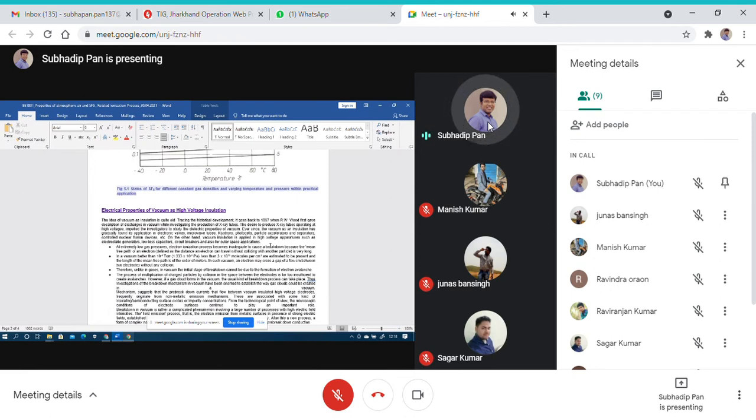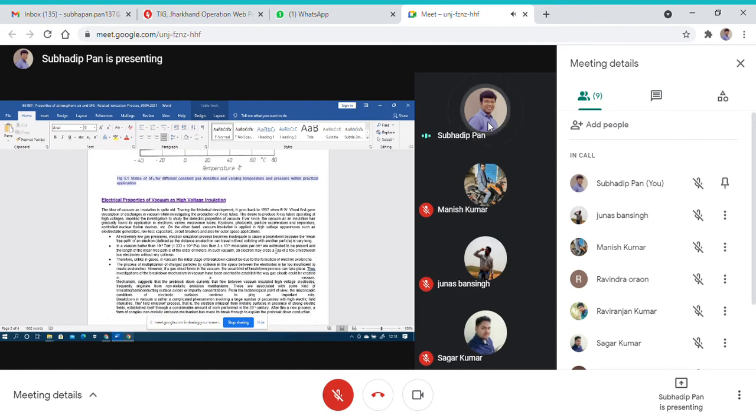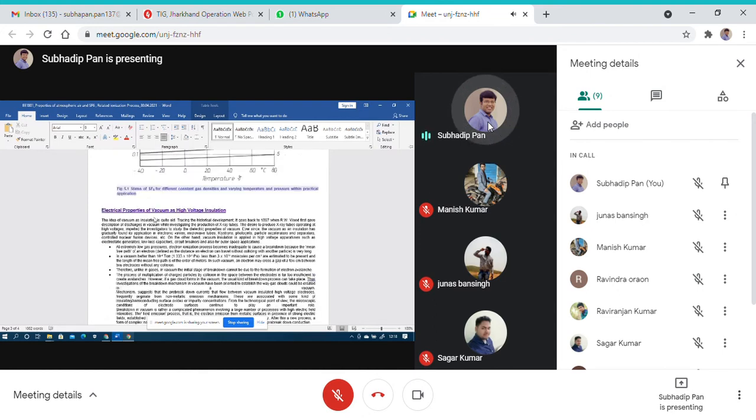So what are the electrical properties when we use vacuum as a dielectric? You will know that vacuum has a very high voltage insulating property, so that is why vacuum is used in high voltage applications. Okay, so what is written in this case? It is written that the idea of vacuum as insulation is quite old.